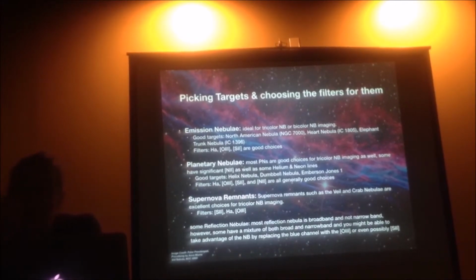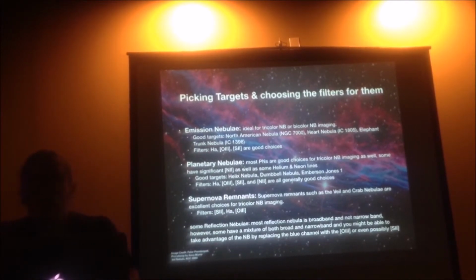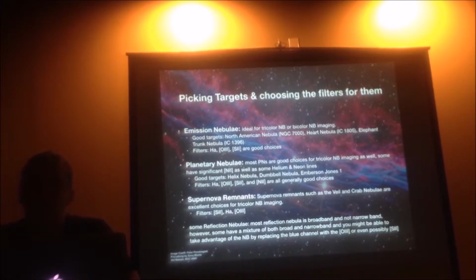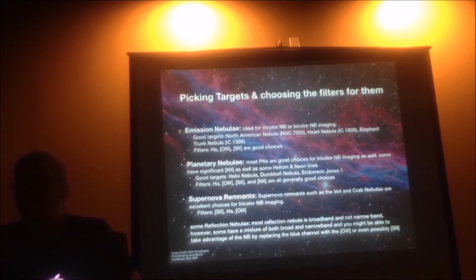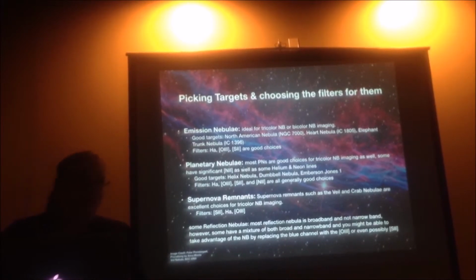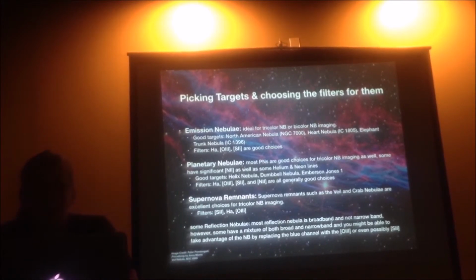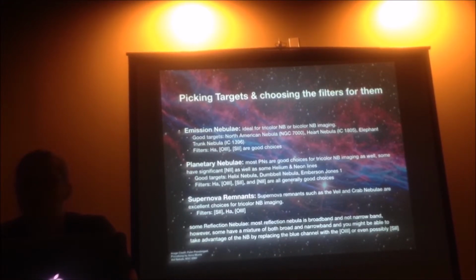Good targets are any of the emission nebulas: North American Nebula, Heart Nebula, Elephant Trunk, etc. Planetary nebulas are also really good for narrowband, though some are better than others. You can see whether they're more emission or reflection in the planetary. Some have more reflection parts, and you're not going to get as much advantage from the narrowband filters. A lot of them also have a lot of helium and neon lines, as well as a lot of nitrogen, so you can get a lot of use out of those other filters for planetary nebulas. Great targets there: Helix, Dumbbell, Anderson-Jones, and the Ring Nebula has a lot of hydrogen alpha in it as well.